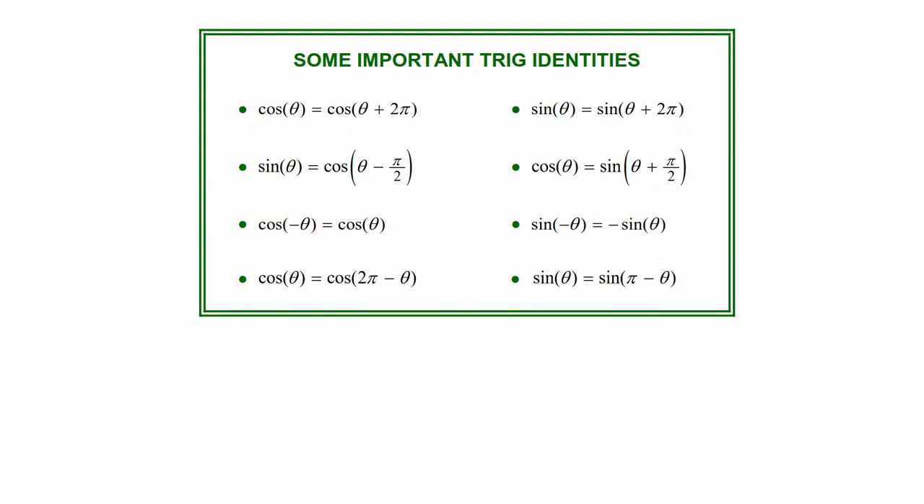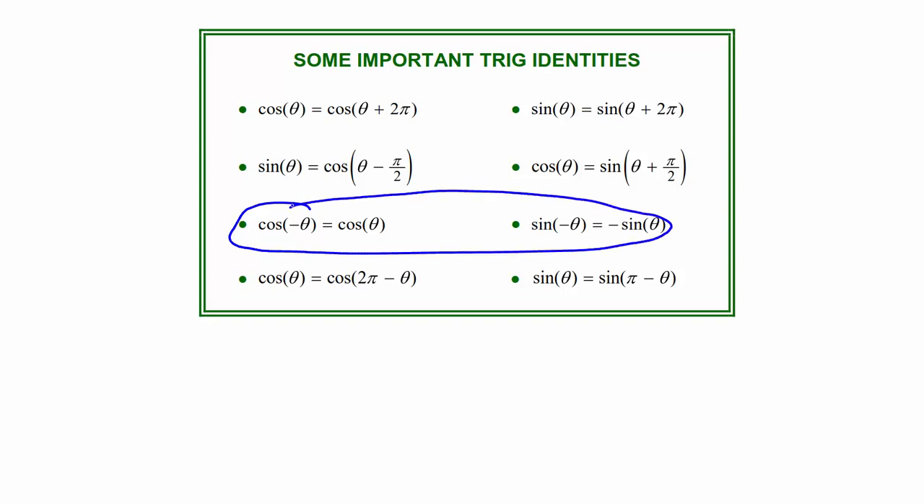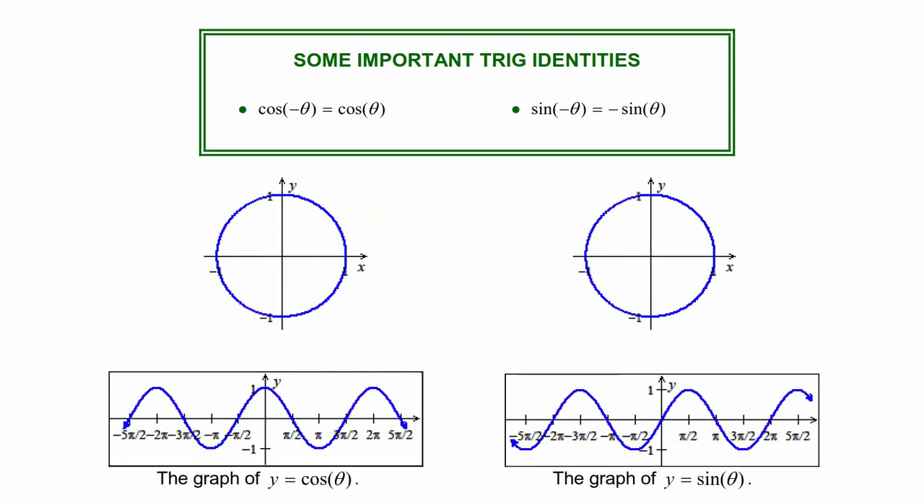All right, now we can move down our list and look at the next set of identities. I like to think of these two identities as referring to the symmetry of the graphs of the sine and cosine functions. We'll consider that when we get down to the wave versions of these discussions. But first we'll look at the unit circle. And our first identity here is that the cosine of negative theta equals the cosine of theta.